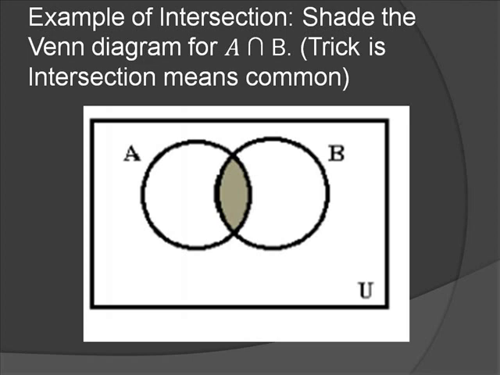The trick for intersection is that it means common. Whenever you are asked to shade the Venn diagram for A intersection B or any other two sets, just remember that intersection means common. Since union means both, in union we shade both the sets, but whenever you are asked to find intersection, you just have to shade the common part between the two sets. So this is our Venn diagram for A intersection B. We have two sets A and B, and since we are asked to shade intersection, we will just be shading the common part of A and B.